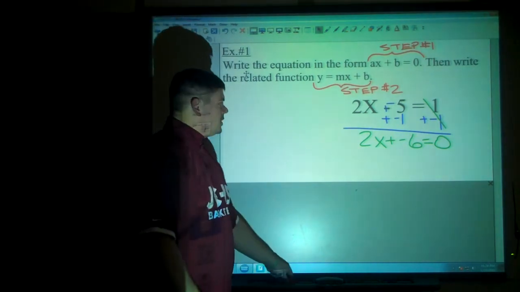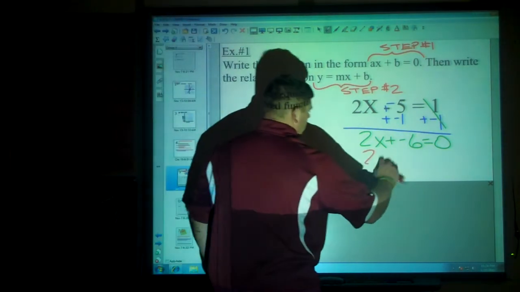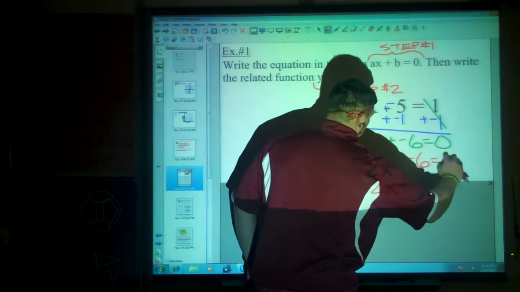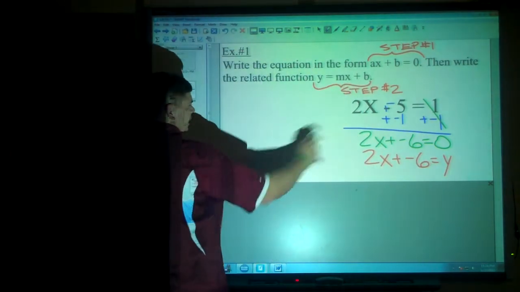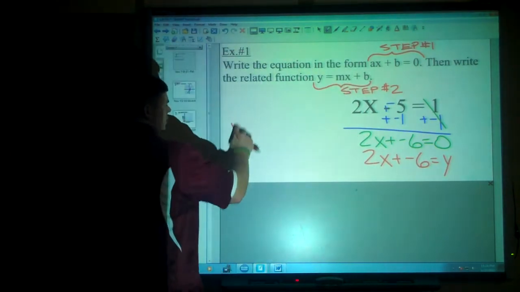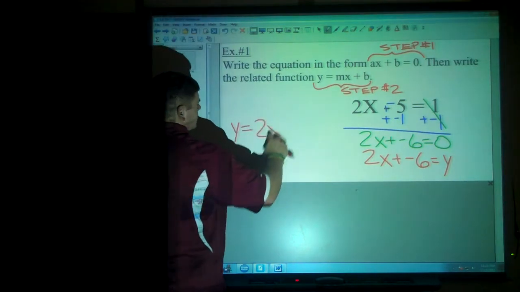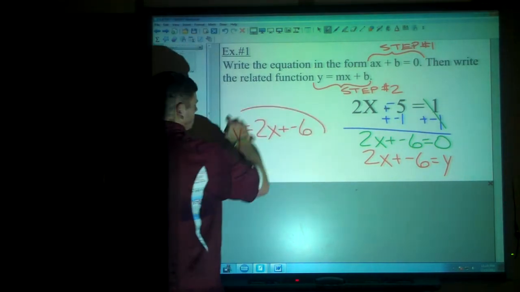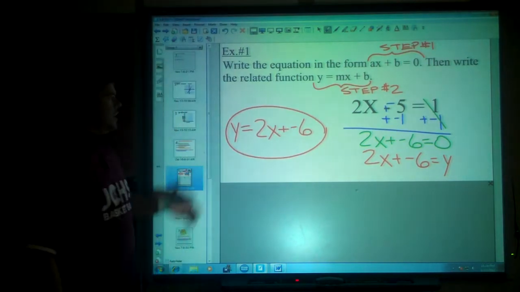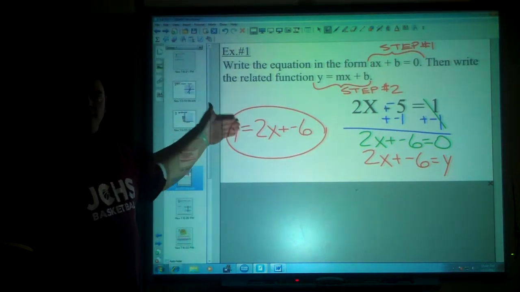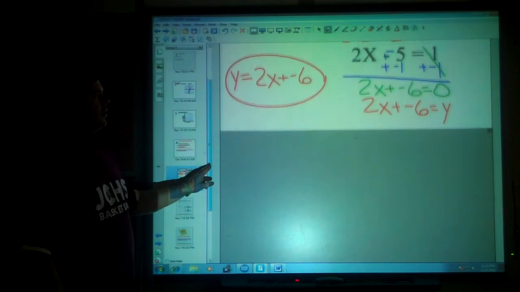And then, a very easy step 2, replace the 0 with a y. So your final answer, if you want to reverse it so it looks more familiar to you, y is equal to 2x plus negative 6. Steps 1 and 2. You've now made y equals mx plus b a form that's very easy to graph.